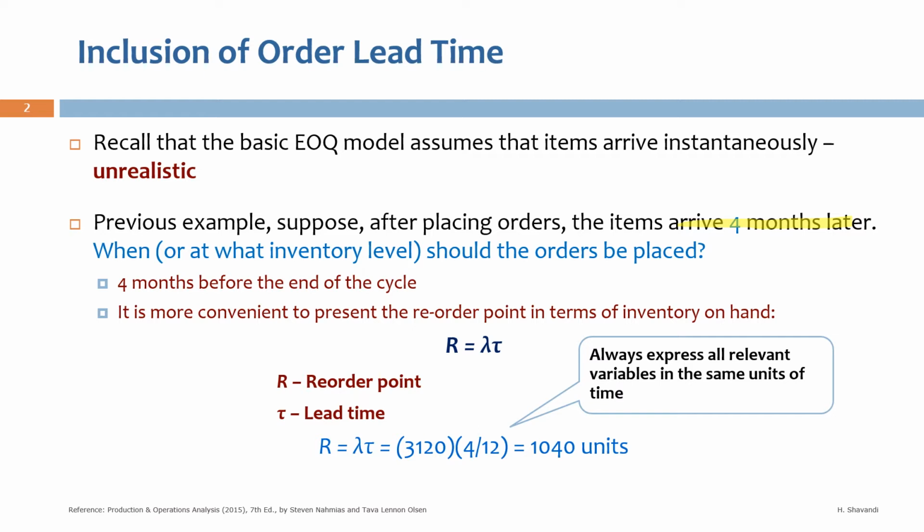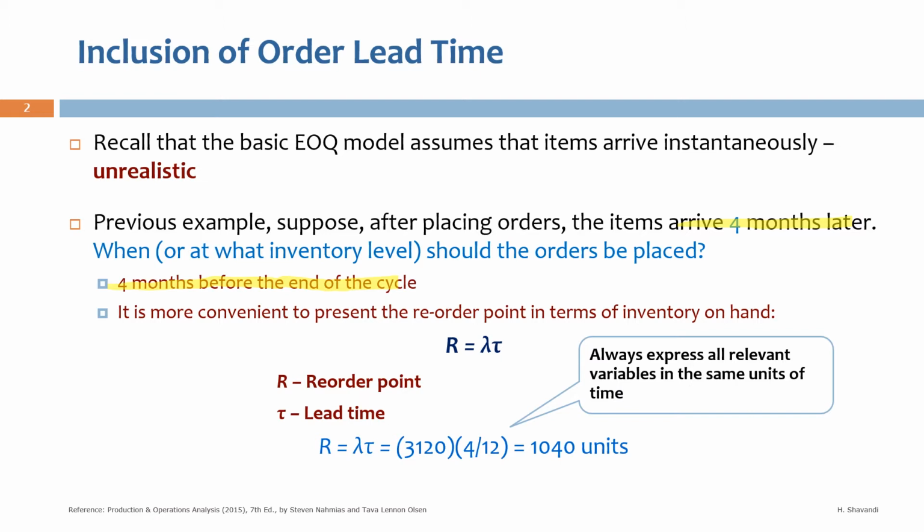So the solution is obvious, right? It's clear that we need to place our orders 4 months prior to the end of the cycle. The cycle time is the time between two consecutive orders, right? So since the lead time here is 4 months, we need to place an order 4 months prior to the end of the cycle. Okay, so that's obvious, right?